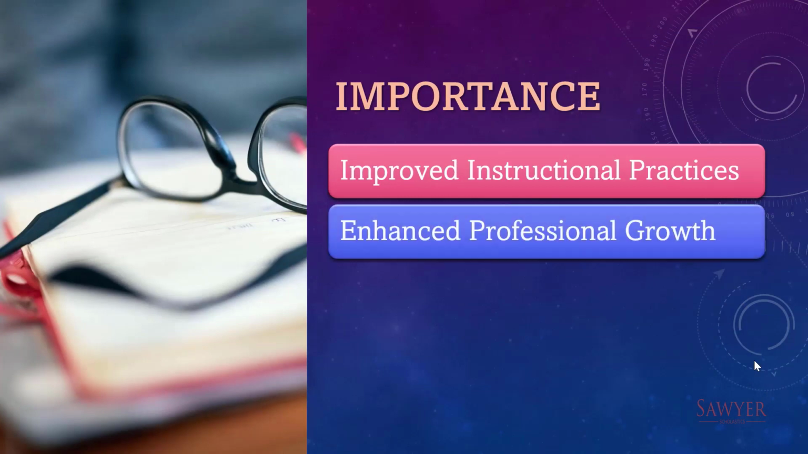Next is enhanced professional growth. With enhanced professional growth, collaborative planning of classroom observations provides opportunities for teachers to receive feedback and support, which is extremely important. Without that support, professional growth a lot of times becomes stagnant. So we have to be on the lookout for supporting our teachers. Teachers always need to feel like they can go to administrators at any time and get help.